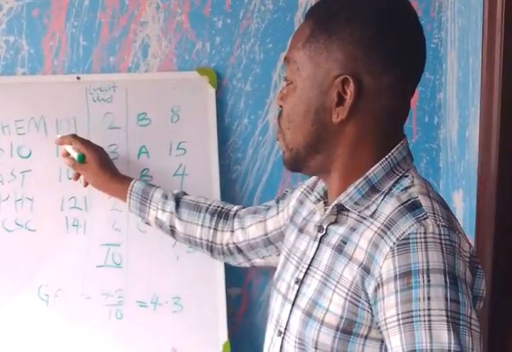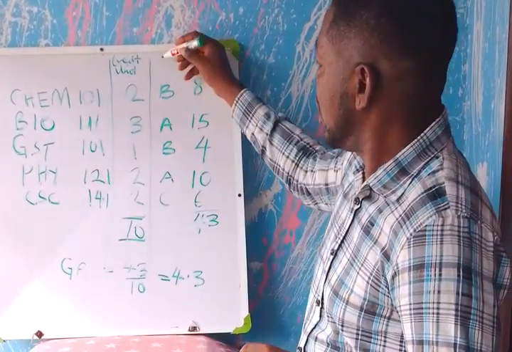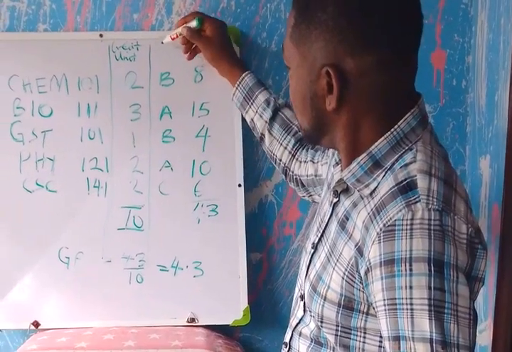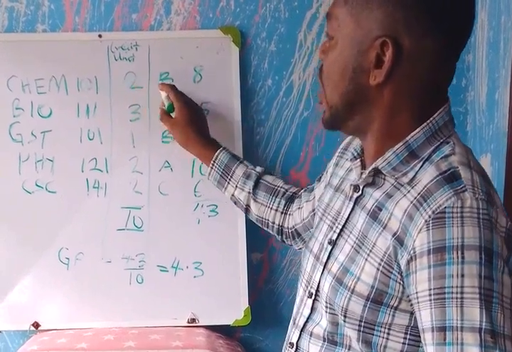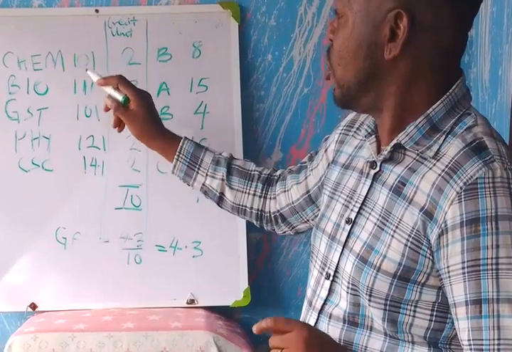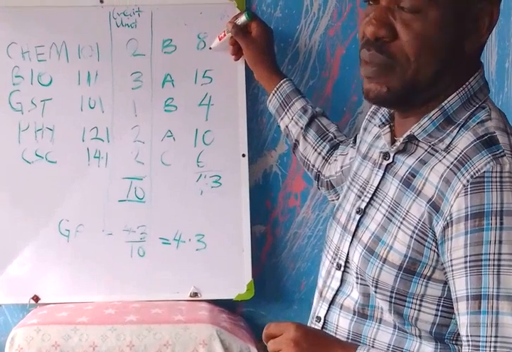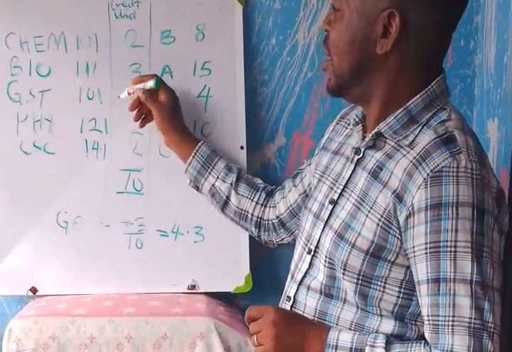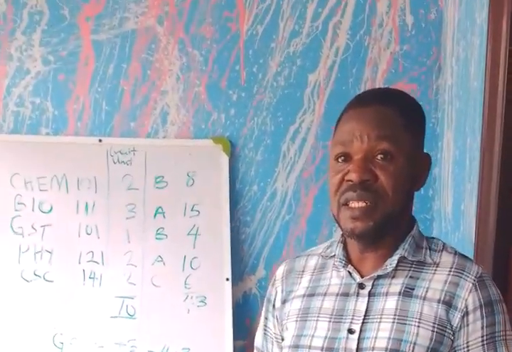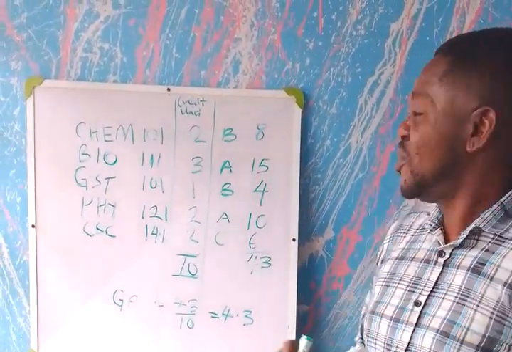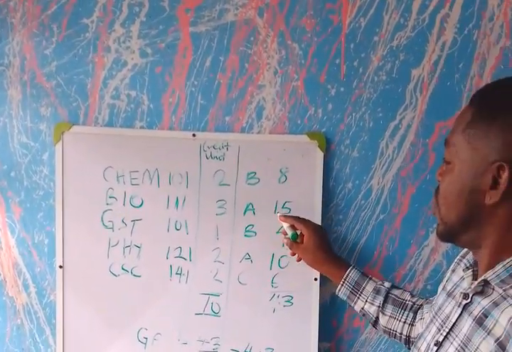So let's assume that in Chem 101 you scored a B. Automatically this is the grade that you are going to be having, and this is the total point. So if you scored a B in Chem 101, what you're going to be having is 2 multiplied by 4, and you have 8. So let's assume that you had an A in Bio 111. Remember I told us that the grade for A is 5. So the total point you're going to accumulate here is 3 multiplied by 5, which is 15.